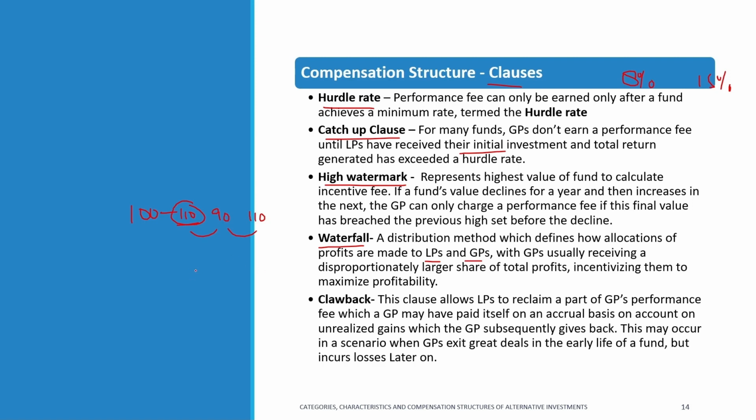Waterfall, as I discussed earlier, is how the profits will be allocated between LPs and GPs. So there can be multiple levels. One can be, let's say, up to 8% there is a particular distribution, up to 10% there is a particular distribution, beyond that there is another distribution.